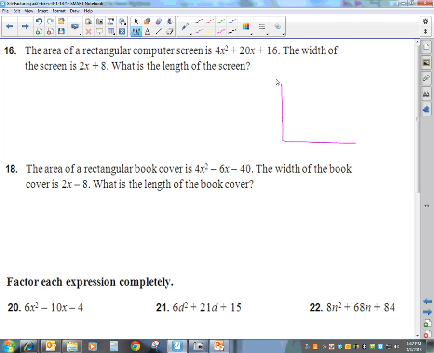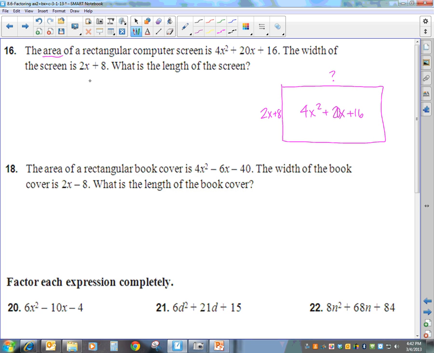So we draw a rectangle. When we're looking for the area of the rectangle, of course, that is the space inside the region enclosed by the boundaries. That's supposed to be 20x plus 16. Then we're told that the width of it is 2x plus 8, and we want to know what the length is. Hopefully you remember that to find the area of a rectangle, you multiply the width times the length.